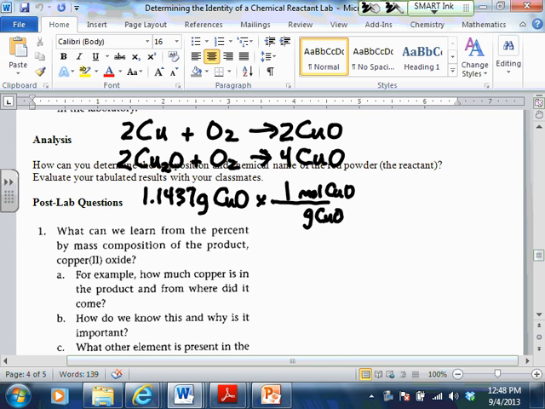$79.55 or so for the molar mass. Okay. Then we can go from moles of CuO. We've done this little trick before. To just moles of copper.